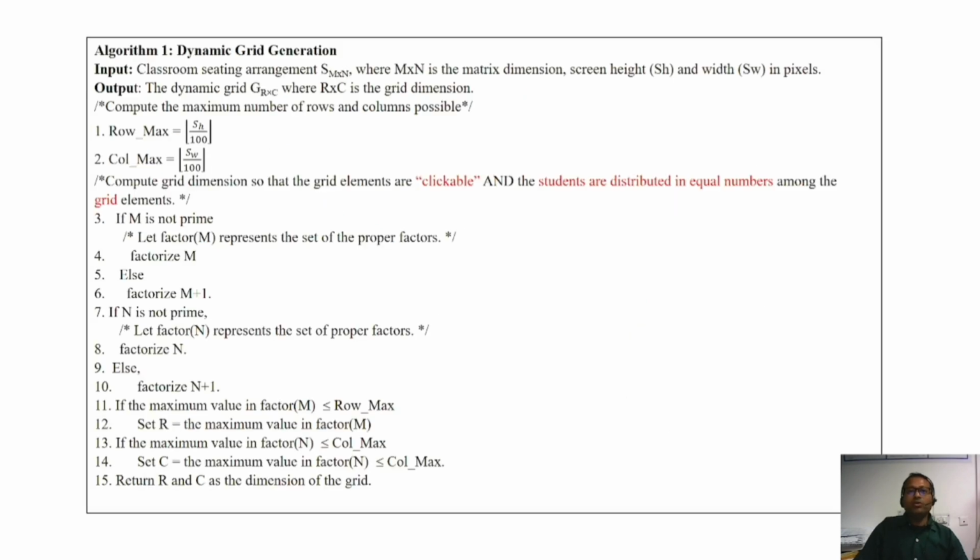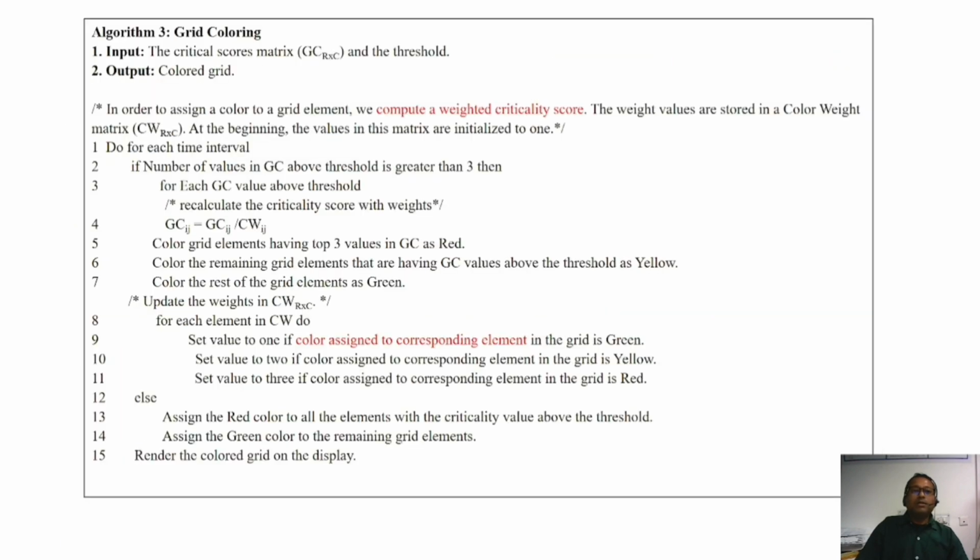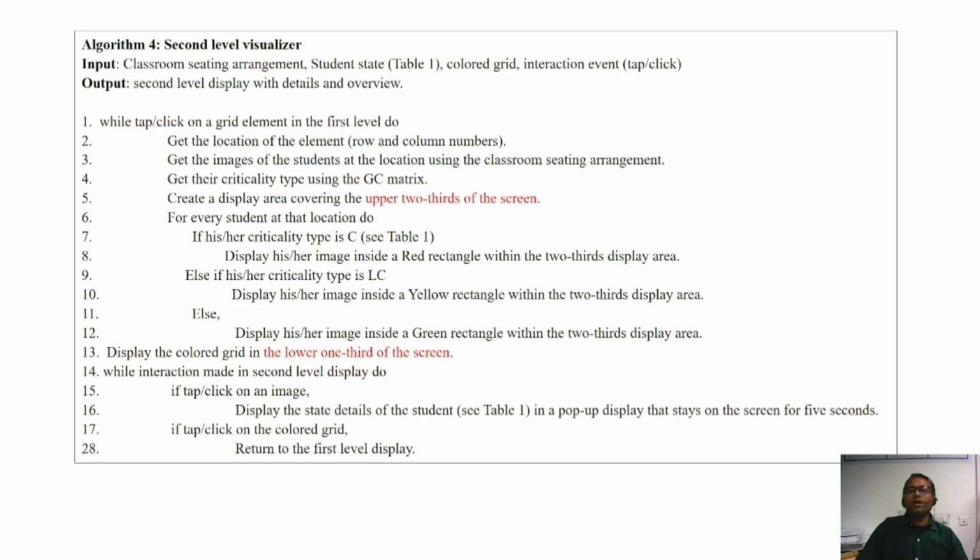The aim of the first algorithm is to make the grid clickable and distribute the students in equal numbers among the grid elements. The objective of the threshold calculator is to compute a criticality score and an elevation factor to manage the number of critical elements. If the threshold value exceeds the maximum criticality score, we will not have any critical grid elements to display. In such a case, we recompute the threshold without any elevation of the average criticality. The goal of the grid coloring algorithm is to assign a color to the corresponding grid element in each interval. The fourth algorithm helps to render both the overview and details of the individual states.